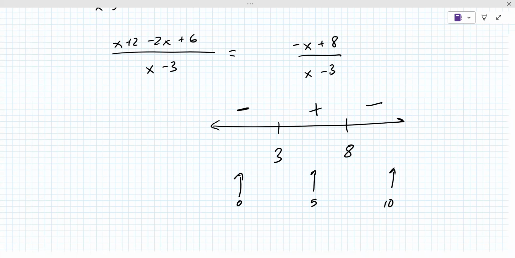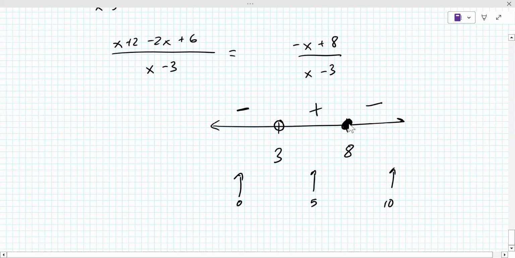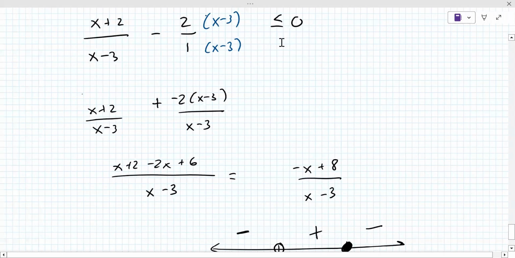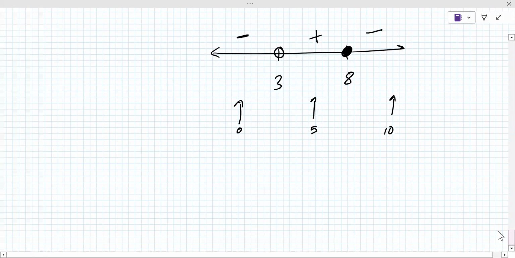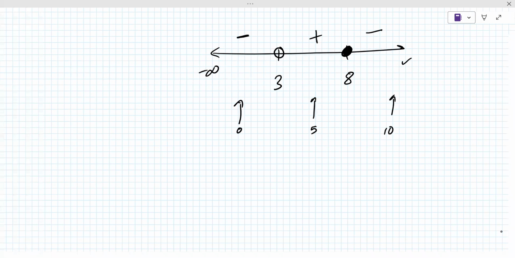The other thing to do in this problem is to recognize that at 3, it's an open circle because it's undefined, but at 8, it's a closed circle because it's perfectly 0 there. And we're looking for where it's less than or equal to 0. So you have to be really careful here with the interval notation: minus infinity to 3, with parentheses, then bracket 8 to infinity for that one on the right there.